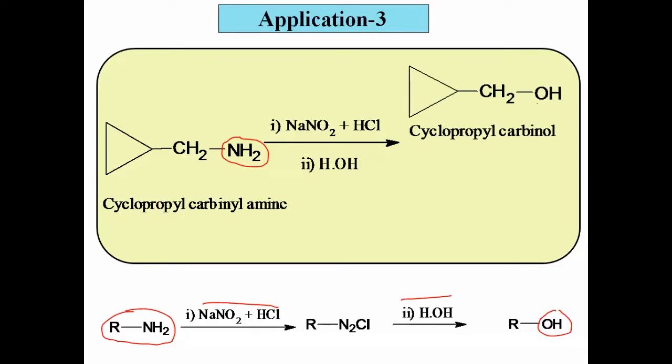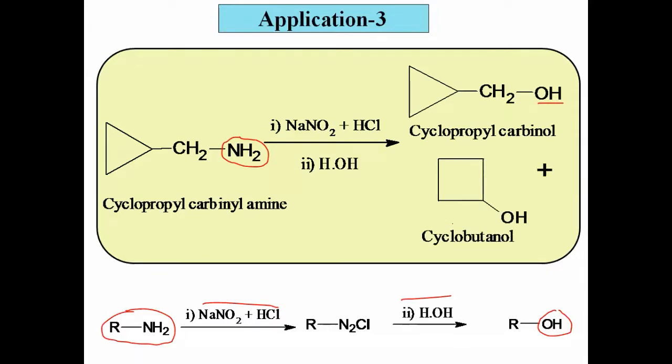Yes, that NH2 group should be replaced by OH, and we should get cyclopropyl carbinol. This is the general trend for diazotization followed by hydrolysis. But in this particular reaction, we get one more product.